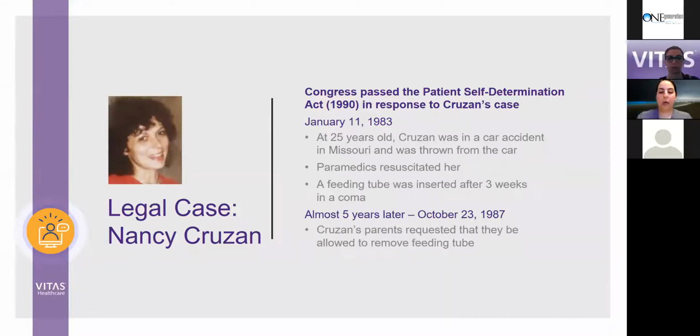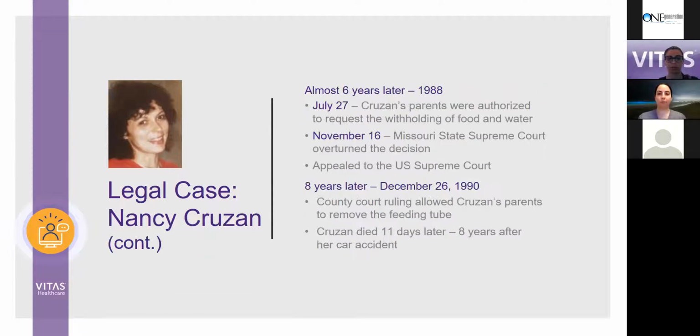On October 23, 1987, almost 5 years later, Nancy Cruzan's parents, Joe and Joyce Cruzan of Carterville, asked Jasper County probate judge Charles Teel for a judgment allowing them to have Cruzan's feeding tube removed so that she could die, as they believed she would want. On July 27, 1988, Judge Teel issued a judgment authorizing the Cruzans, acting as Nancy's legal guardians, to request the withholding of food and water from their daughter.